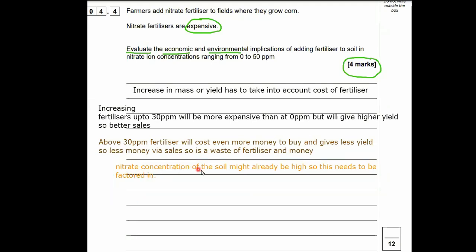Now, the nitrate concentration of the soil, this is something we need to consider, might already be high. So you really need to find out the nitrogen or the nitrate concentration of your soil first, because if that's already high, we might not need to use as high a fertilizer concentration, and we can therefore save money that way as well.